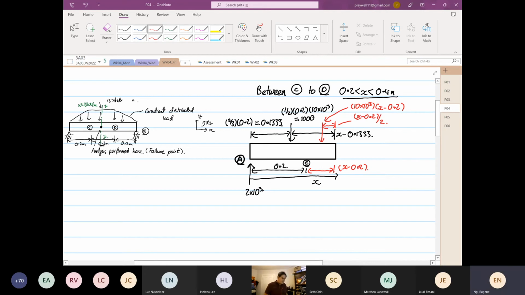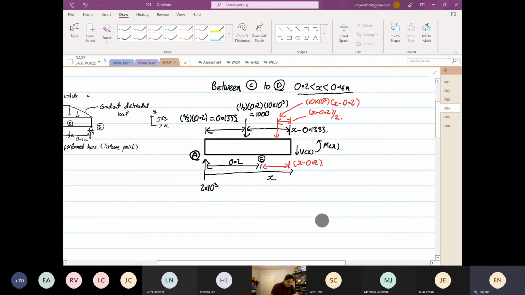Okay. Then we are again going to make the assumption of positive shear, positive bending moment. Why is it in that direction? Because our analysis direction is still going from left to right. Okay. So positive. So now we do static analysis.